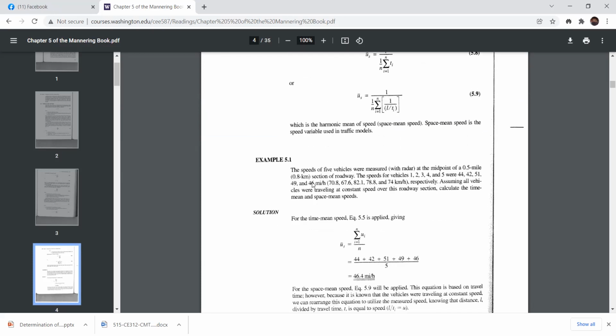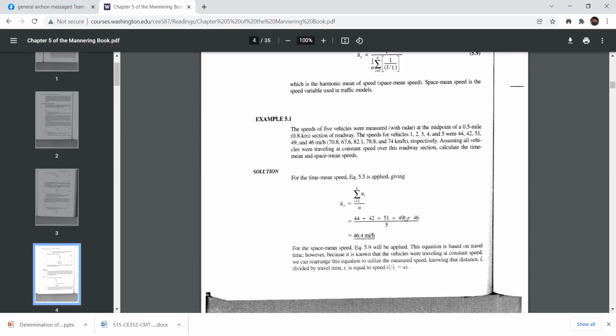For the example, the speeds of 5 vehicles were measured with radar at the midpoint of a 0.5 mile or 0.8 kilometer section of roadway. The speeds for vehicles 1, 2, 3, 4, and 5 were 44, 42, 51, 49, and 46 miles per hour, or 70.8, 67.6, 82.1, 78.8, and 74 kilometers per hour, respectively. Assuming all vehicles are traveling at a constant speed over this roadway section, calculate the time mean and space mean speed. We can use the formula given for the time mean speed.